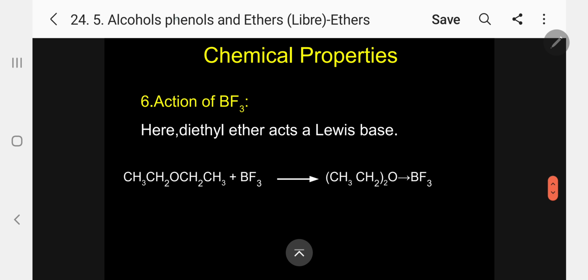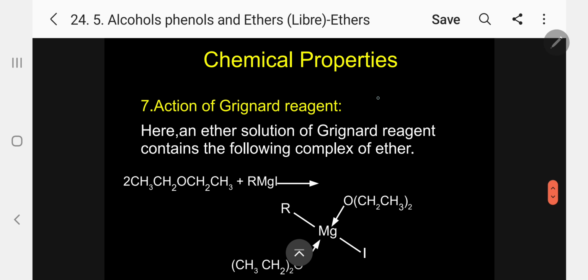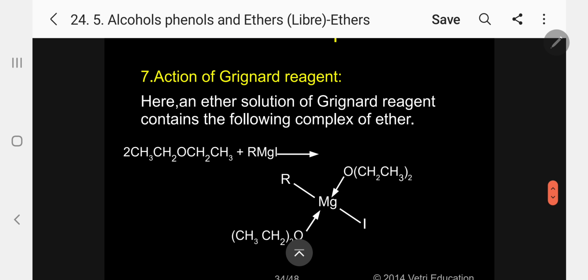Action of boron trifluoride. Here diethyl ether acts as a base because there are 2 lone pairs. So it will react with a Lewis acid, boron trifluoride, forming this coordinate bond. So this compound is formed: CH3CH2O, coordinate bond, BF3. A coordinate covalent compound is forming. So this is action of boron trifluoride. Then action of Grignard reagent, kindly follow.